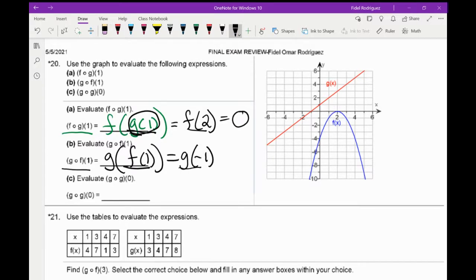So now, the way I'm going to find g of -1 is I'm going to go to the x-axis, and I'm going to go until x equals -1, and I want to find the value of g. Well, we're already hitting the red line. So that happens to be at 0.